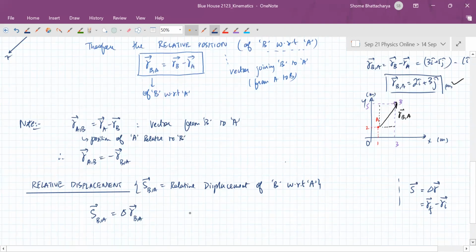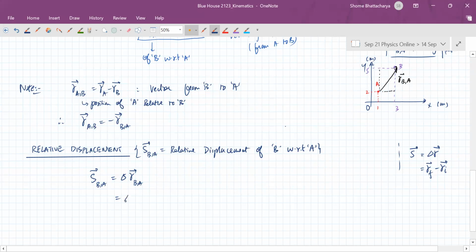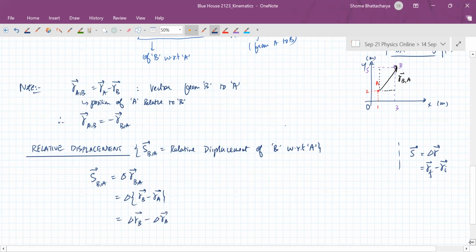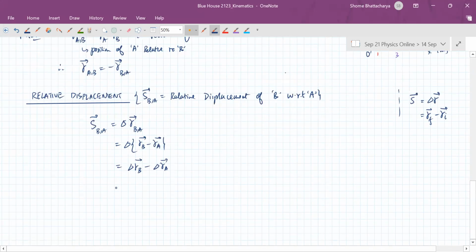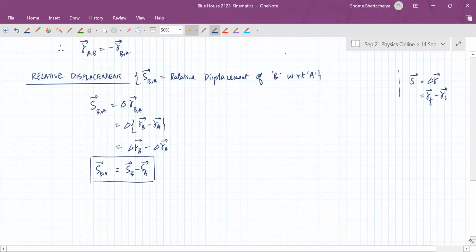Now just looking at the definition of relative position from above, it is position of B in the ground frame minus position of A in the ground frame. So relative displacement becomes change in position of B in the ground frame minus change in position of A in the ground frame. So it basically becomes the displacement of B in the ground frame minus the displacement of A in the ground frame. So it just becomes something very simple like this.